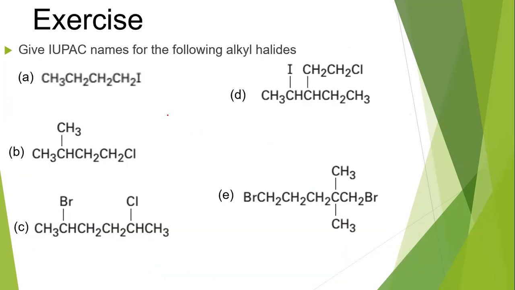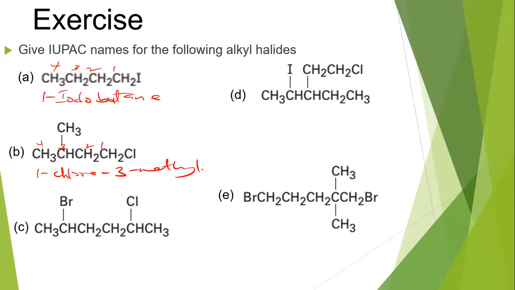Now we are supposed to try these ones. Let me give out the name. And so then we number 1, 2, 3, 4. This will be 1-iodobutane. Then next one, 1, 2, 3, 4. So then I will have 1-chloro-3-methylbutane. Right. Good. The next one.